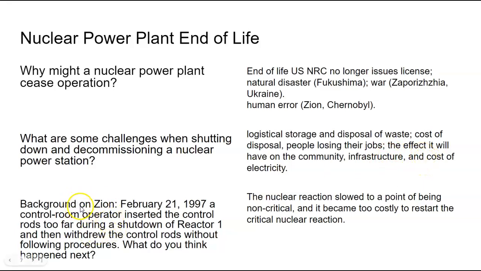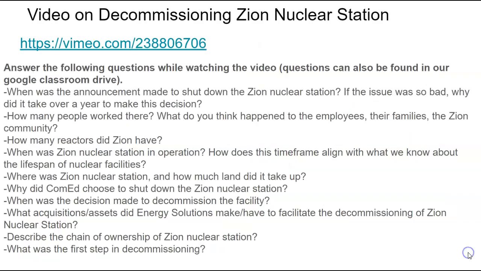Some background on Zion. Zion is located in Illinois, just a few miles south of the Wisconsin border on Lake Michigan. On February 21st, 1997, a control room operator inserted the control rods too far during a shutdown of Reactor 1, and then withdrew the control rods without following procedures. What do you think happened next? The nuclear reactor slowed to a point of being non-critical, and it became too costly to restart the critical nuclear reaction. So ComEd, the licensor of the facility, decided to decommission it.